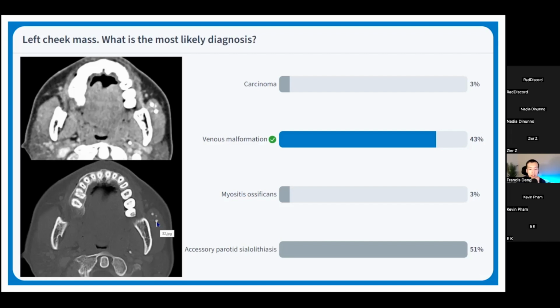In this case, these calcifications have a rounded morphology and a central lucency that's typical of phleboliths. And so this is a venous malformation. This is the most common location of a venous malformation in the head and neck, like a low flow vascular malformation in the head and neck: within the masticator space and more specifically within the masseter muscle.